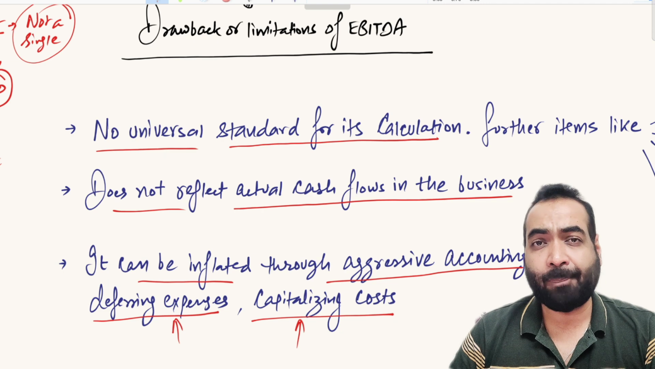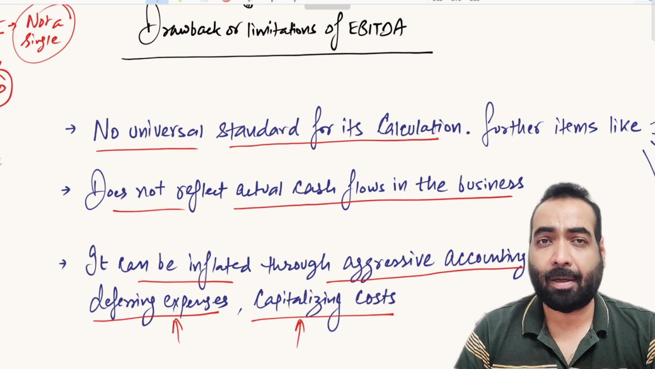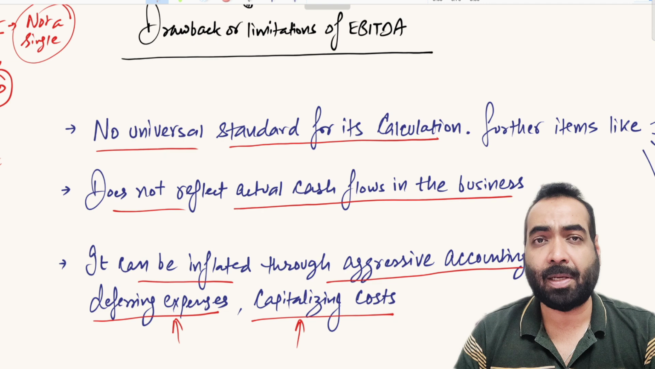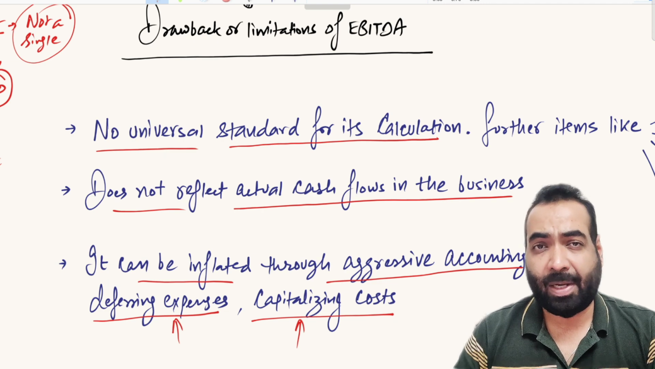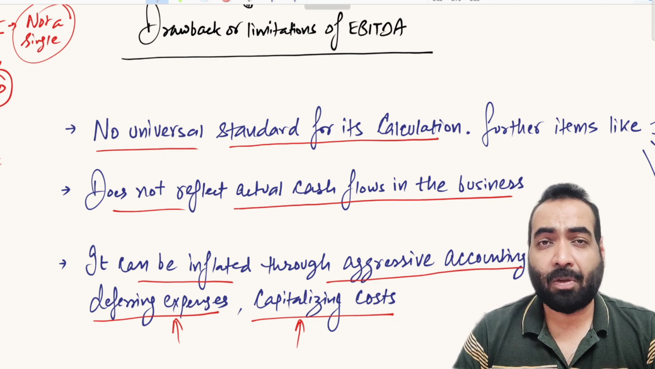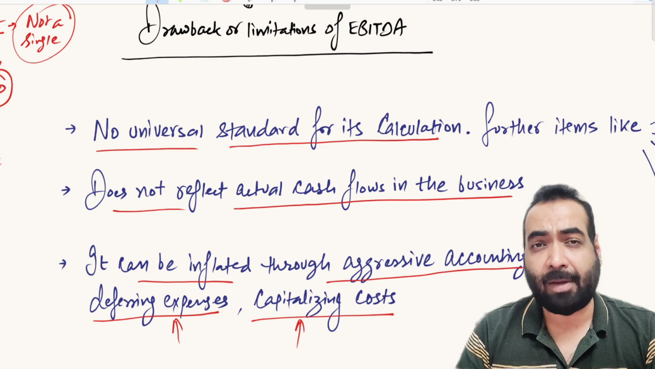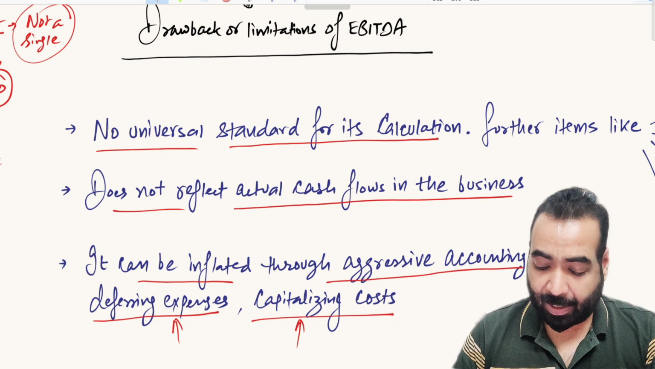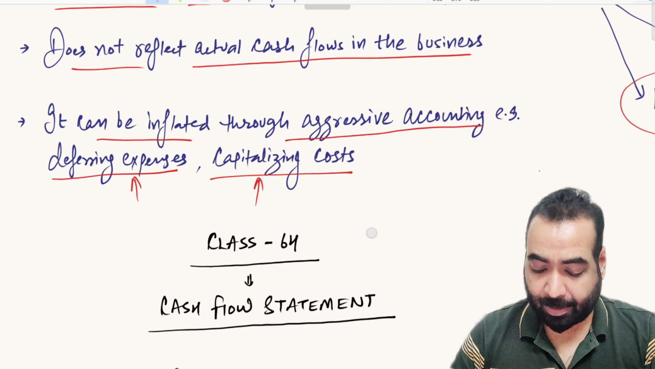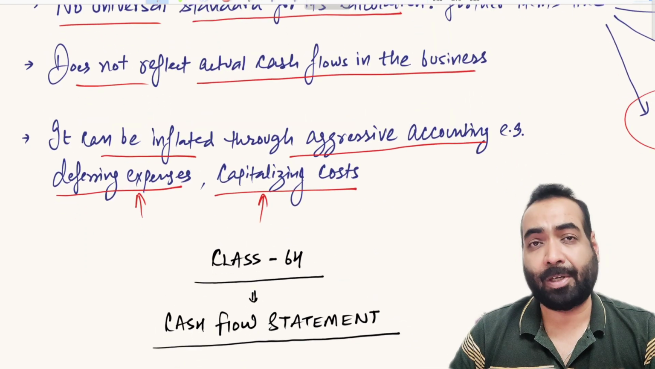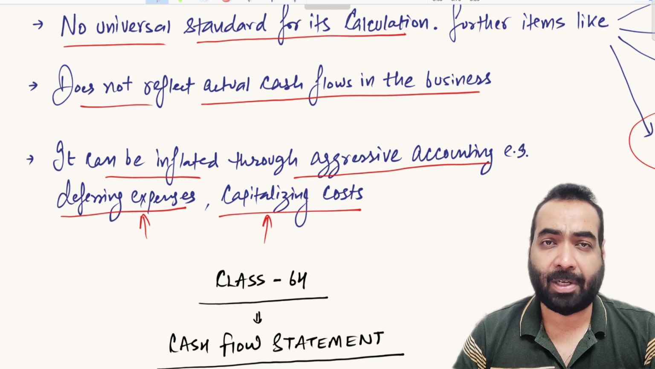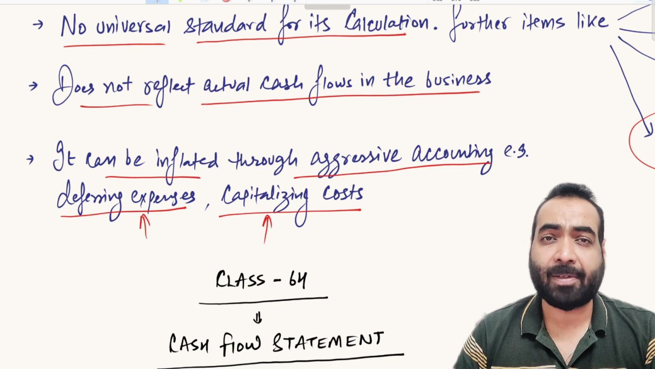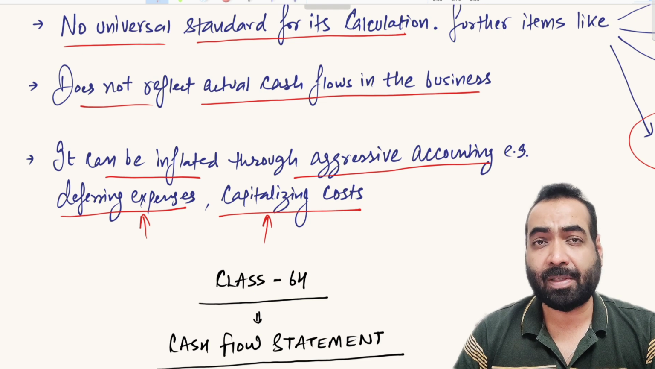Now you will say, sir, you have told us the drawbacks and limitations of EBITDA calculation. So what is the solution then? Is there any financial statement that we can trust, which reflects the true cash generation in the business? The answer is yes, and this will be our next topic in class number 64, that is the cash flow statement. It is the most reliable financial statement of the entity, and it reflects the true cash generation in the business and the overall cash inflows and outflows of the business.